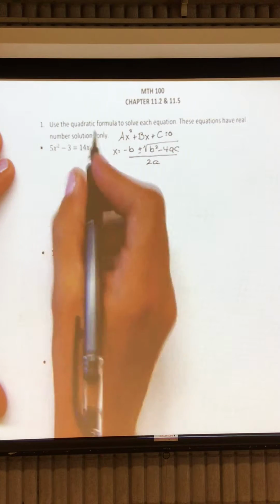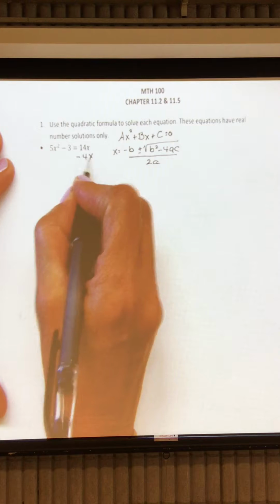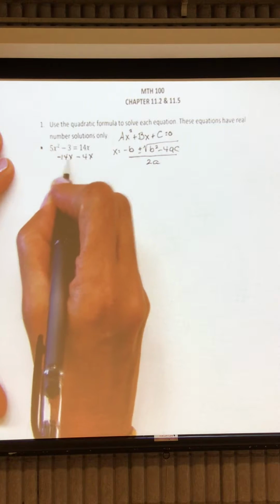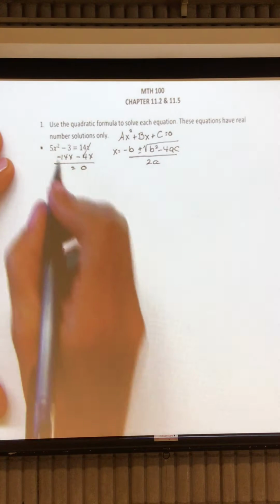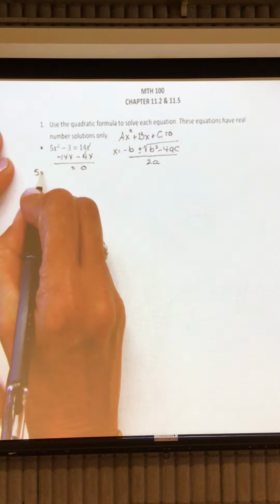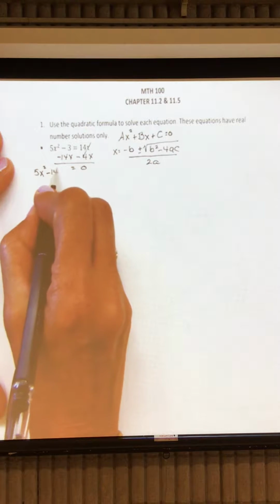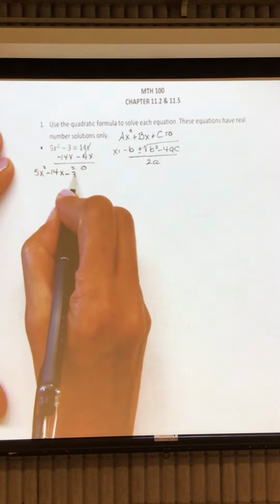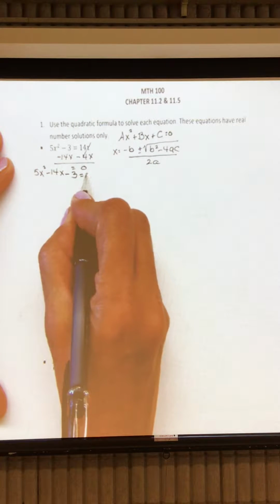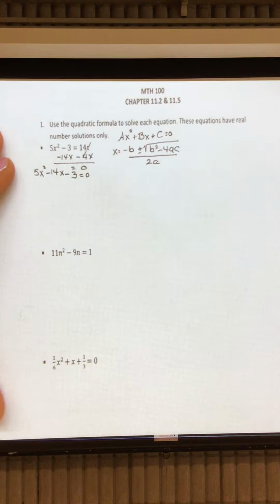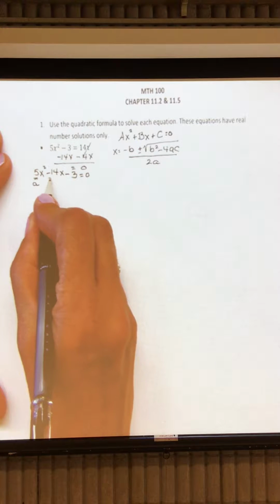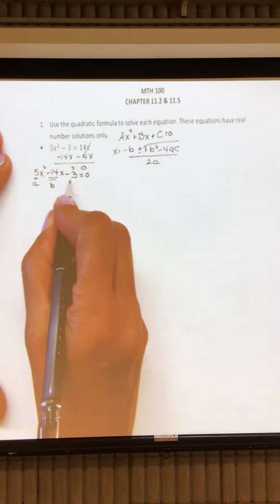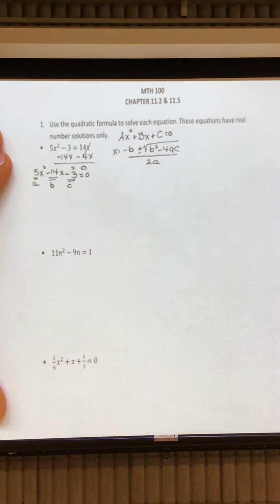Our first step is to bring 14x to the other side, so we have it equals 0. So we have 5x squared minus 14x minus 3 is equal to 0. So let's define our a, our b, and our c. Our a is our 5, negative 14 is our b, and negative 3 is our c.